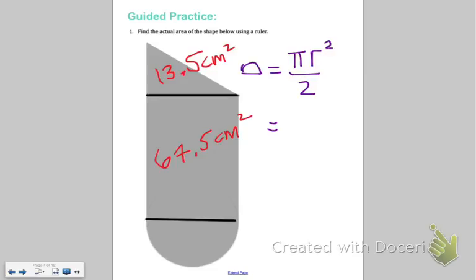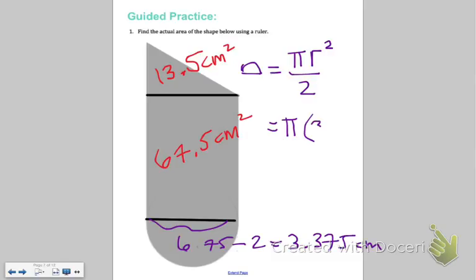So pi is a number, so we're going to treat that as the coefficient for r, and the radius would be half of our diameter. So since our diameter was 6.75, we're going to have to divide this number by 2 to get the radius. And the radius is equal to 3.375 centimeters. So we have pi times 3.375 squared, all divided by 2.